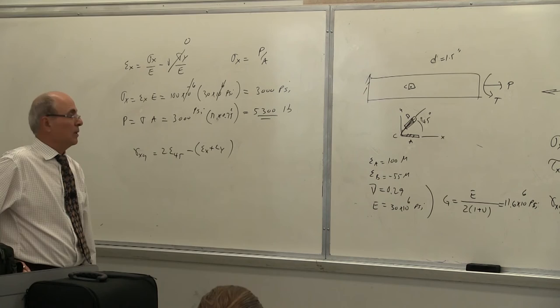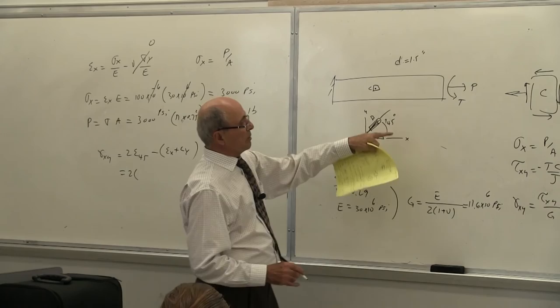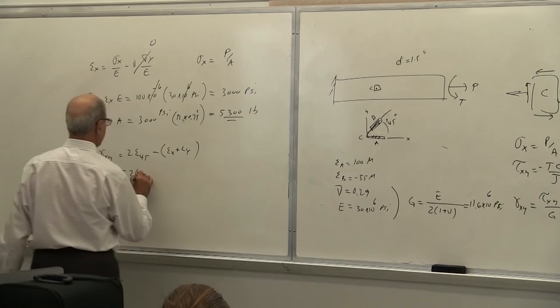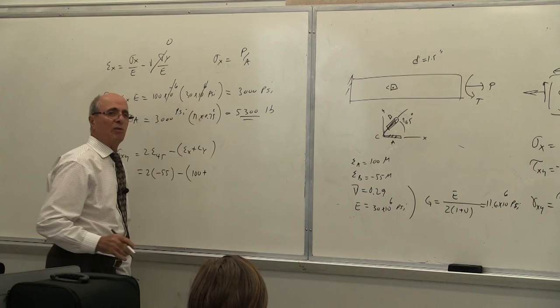All right, so let's use that one. It becomes 2 times, what's epsilon 45 degree? Epsilon 45 degree is? We read it because it's in the text. Yes, it's there. It is? Negative 55. So it is minus 55 minus epsilon x. Epsilon x is? Epsilon a is? 100 plus what? Epsilon y. What's epsilon y?